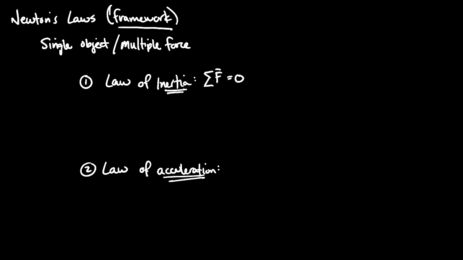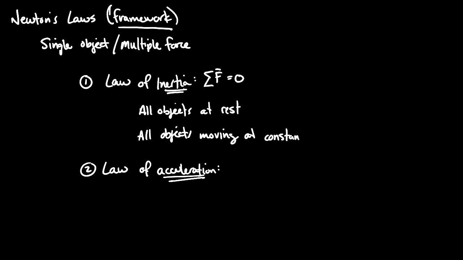It's important that you understand that this covers all objects at rest and all objects moving at a constant velocity. I'm careful not to use the word speed here. So all objects at rest and all objects moving at a constant velocity are covered by the first law.